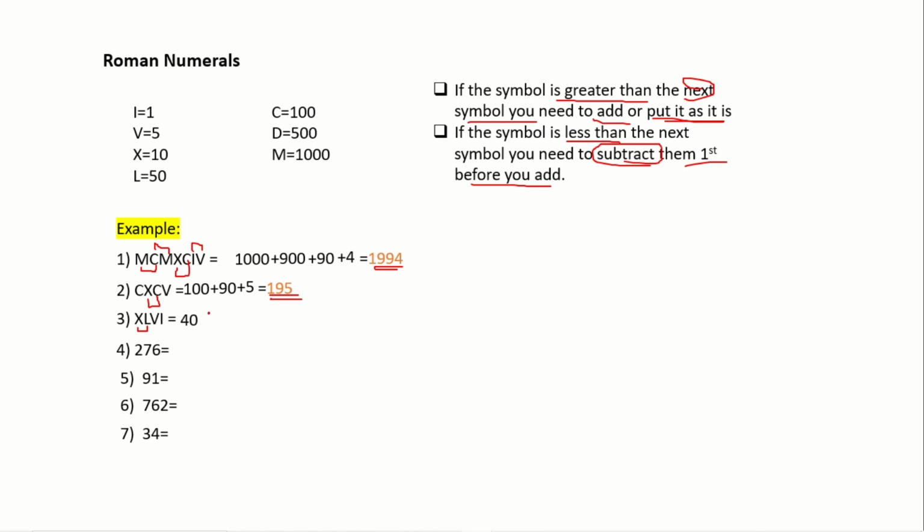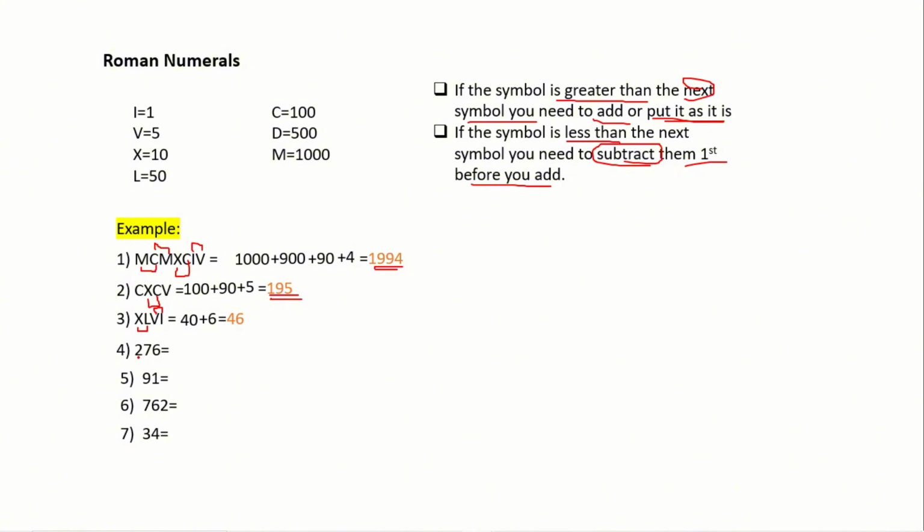That's right. The next one, V is greater than I, so we can just add here. It becomes 6. So, all in all, the answer here is 46. Okay, this time we have numerical numbers. Then we need to transform them into this kind of symbol. So, how can we do this?